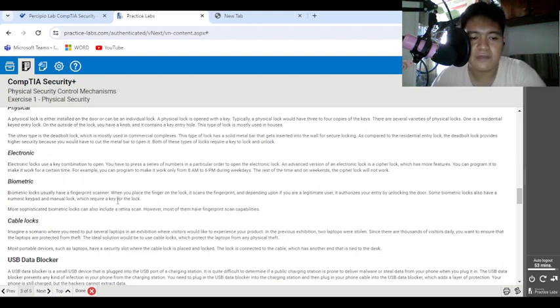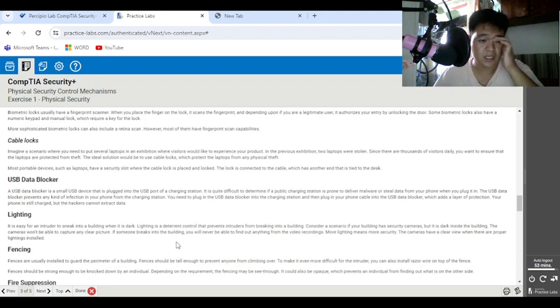Biometric locks use a fingerprint scan. Place a finger on the lock, and it scans the fingerprint to check if you are legitimately authorized for entry, then unlocks the door. There is also the numeric keypad, and the manual lock, which requires a key for the lock. Cable locks. Imagine a scenario where you need to secure several laptops, like in a product exhibition.